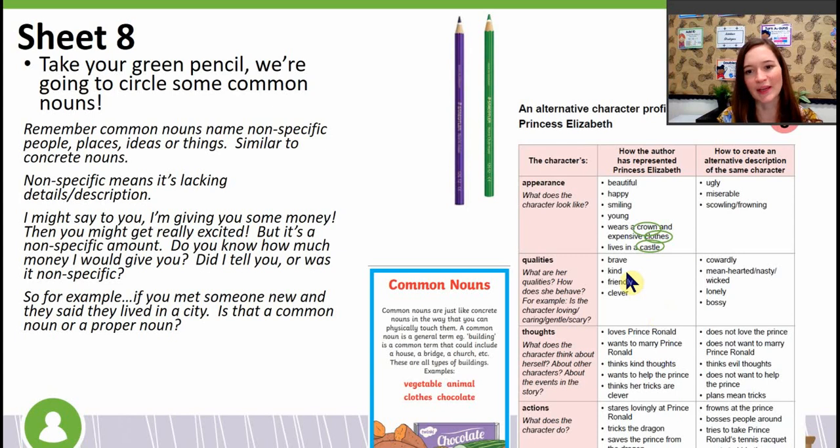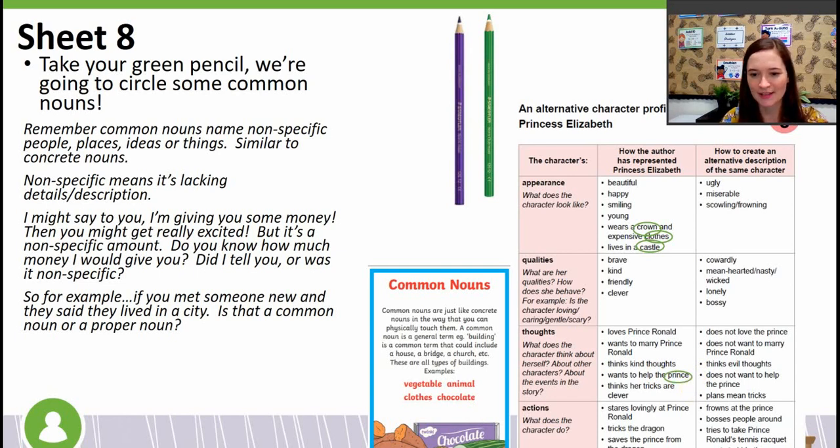So these look like they're going to be abstract. Brave, kind, friendly, clever. Okay. So loves Prince Ronald, wants to marry Prince Ronald, thinks kind thoughts, wants to help the prince, thinks her tricks are clever. See if you can find those common nouns there. I can see one pretty clear one. Non-specific. Who's the non-specific person they're talking about here? Prince. So circle that one.